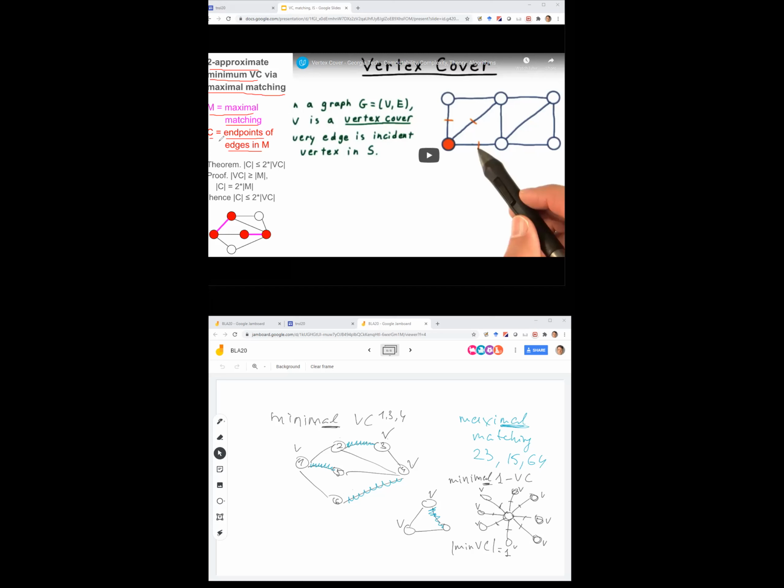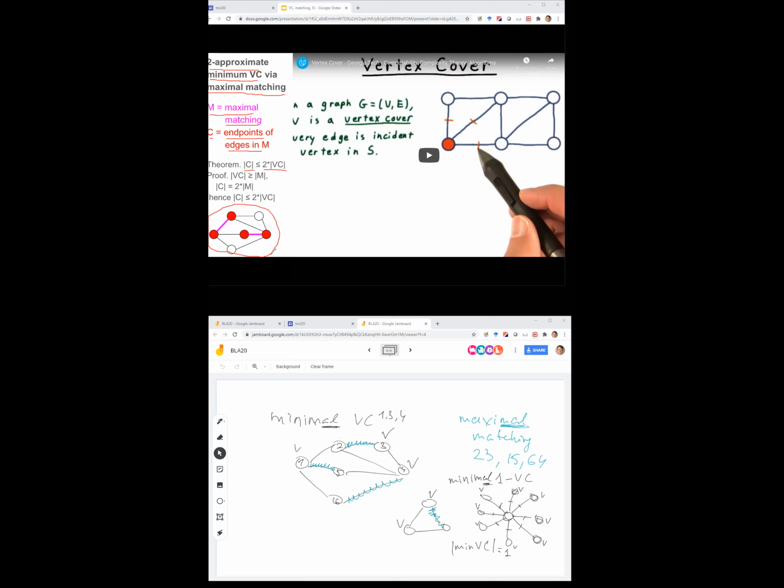And the claim is that, first of all, this way you will obtain a vertex cover. That is, every edge will be covered. And moreover, the size of the set thus obtained will be at most twice the size of the minimum vertex cover. Okay, so first the algorithm, we'll look at this picture and then we'll have a proof.